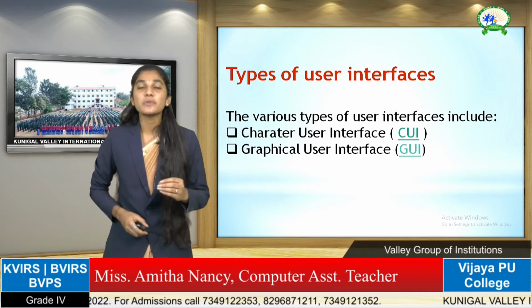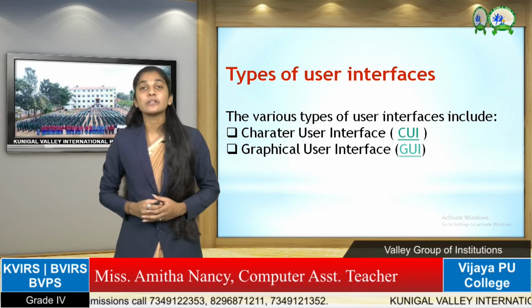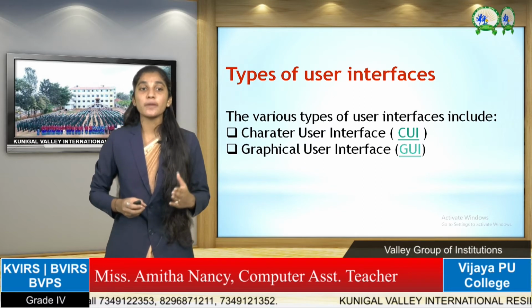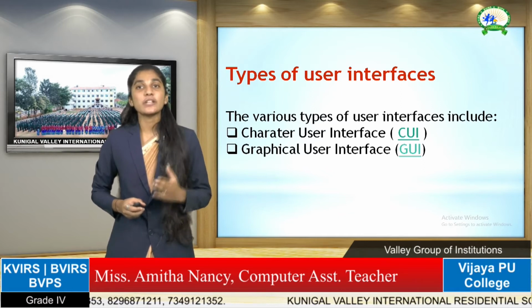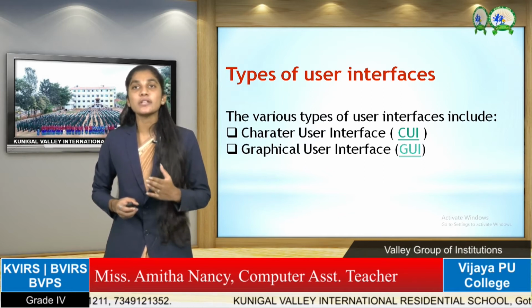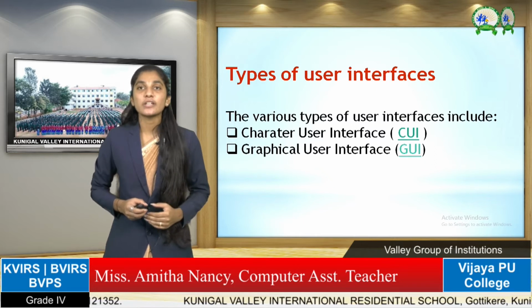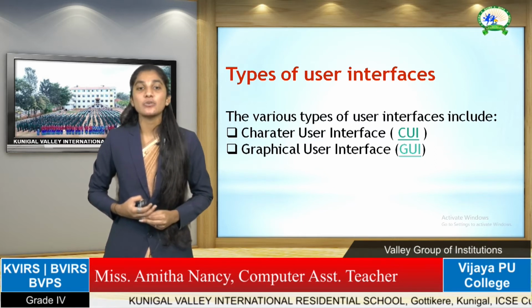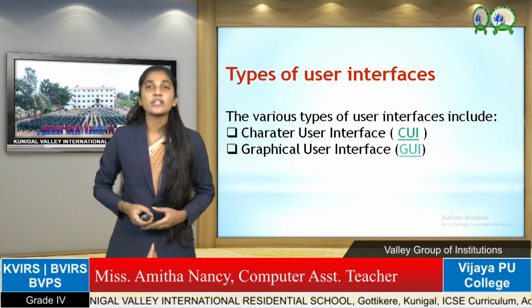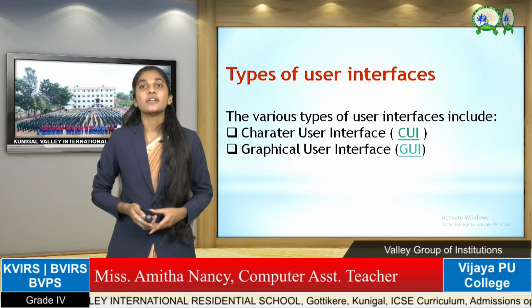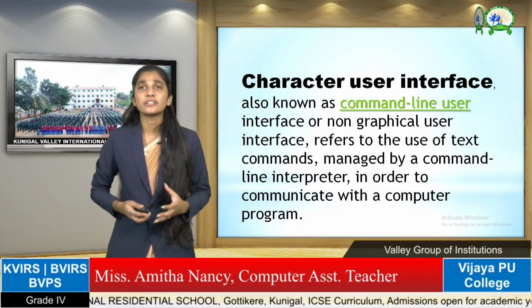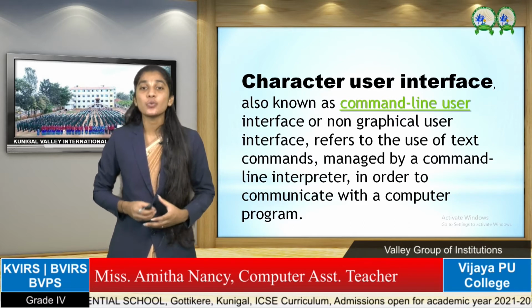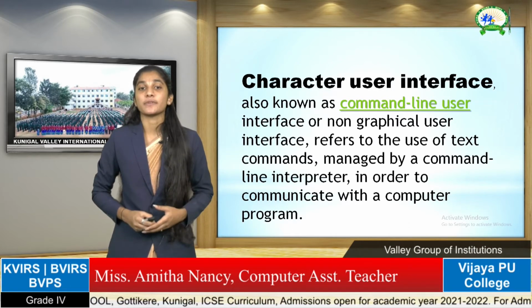Under user interface we have two types, that is character user interface and graphical user interface. Character user interface is shortly called CUI and graphical user interface is shortly called GUI. What is character user interface? It is also known as command line user interface.